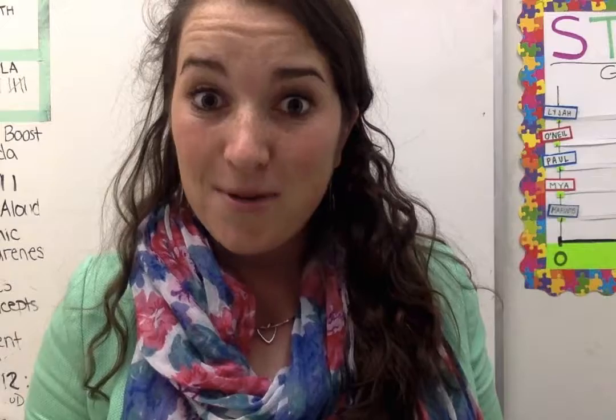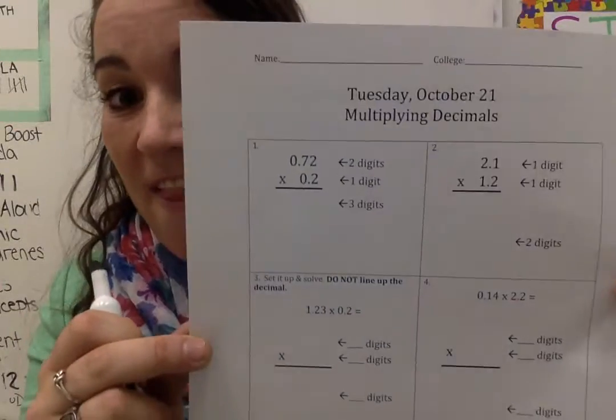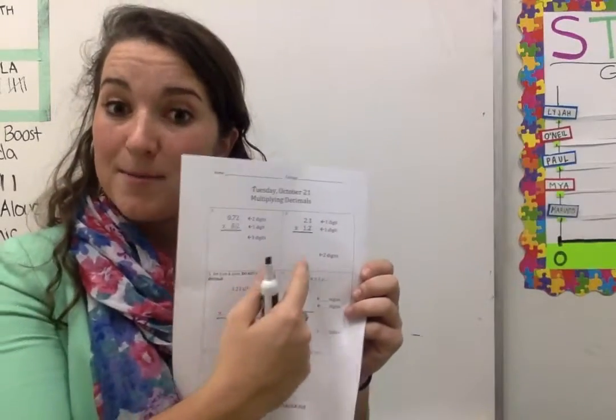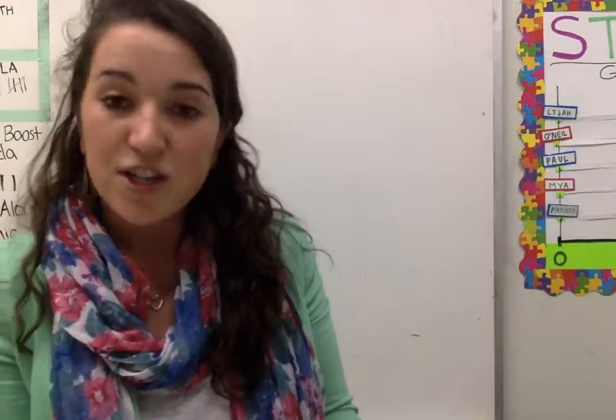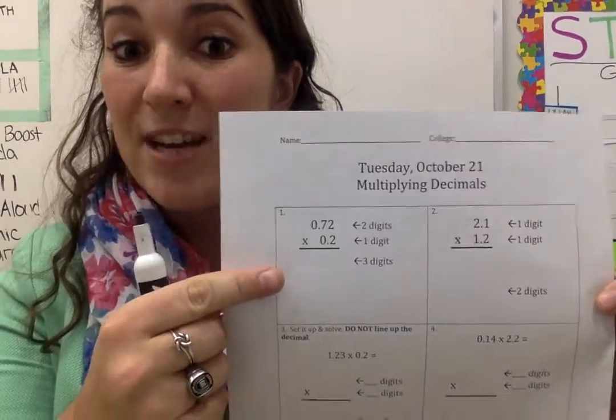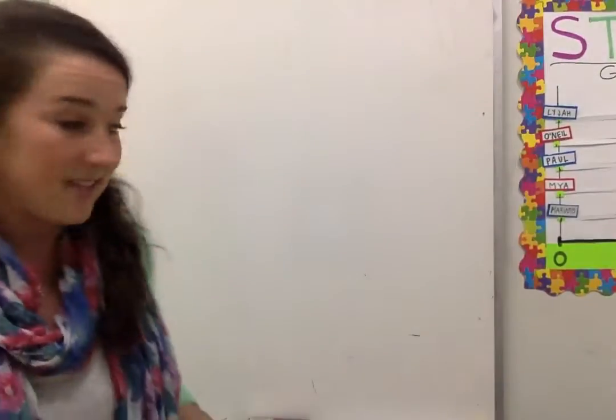While you're in the back on computers, you're going to be working on this worksheet. We're going to do a few problems together during this video, and then you're going to continue working independently. Let's look at this first problem, 72 hundredths times 2 tenths.